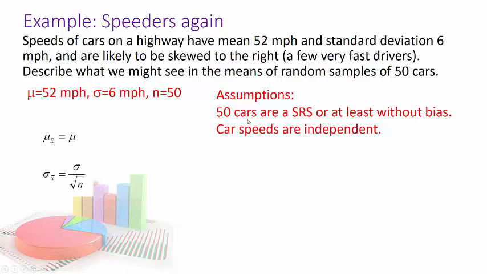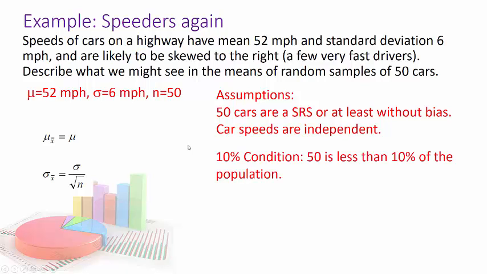So with 50 cars, our assumptions are that this is a simple random sample, or at least without bias. Now, if I did all these samples, say, Sunday morning, when the older people are out going to church, those speeds might be a little lower. But if I do my sampling so there's no bias, we should be okay. And we're also assuming car speeds are independent. I kind of wonder about that one, because I have the feeling that when people drive faster, you tend to go with the pack. And when people slow down, usually it's like, oh, there must be a cop ahead, so you tend to slow down.